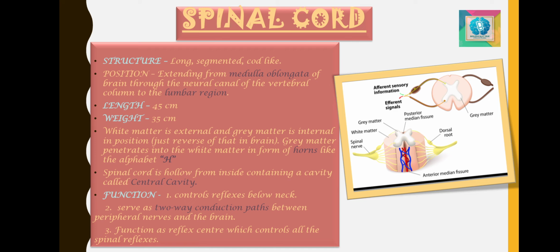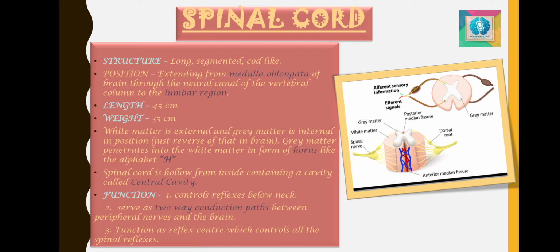It is about 45 centimeters in length and 35 grams in weight. Like the brain, it is also covered by three membranes called meninges. The space present between these meninges is full of cerebrospinal fluid. The walls of the vertebrae, meninges, and the cerebrospinal fluid protect the spinal cord. Like the brain, the spinal cord is also made up of grey and white matter.